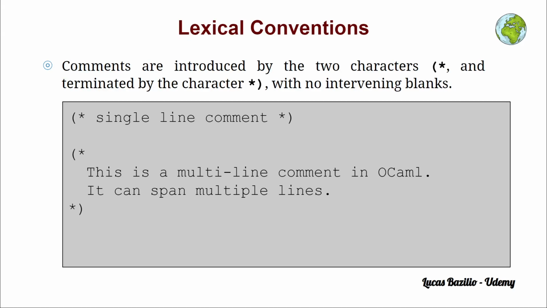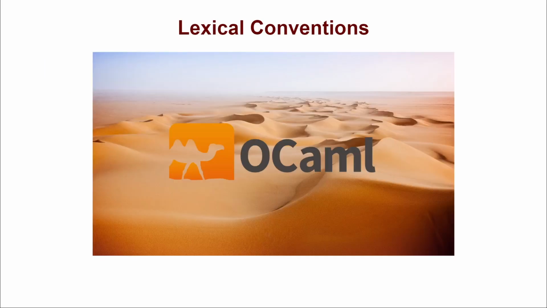Remember that a comment in a programming language is a piece of text that is added to the source code for human understanding and documentation purposes. Comments are ignored by the compiler or the interpreter, which means that they do not affect the execution of the program. Very well, with this we end this brief lecture on the lexical conventions in OCaml. In the following lecture we are going to study expressions.